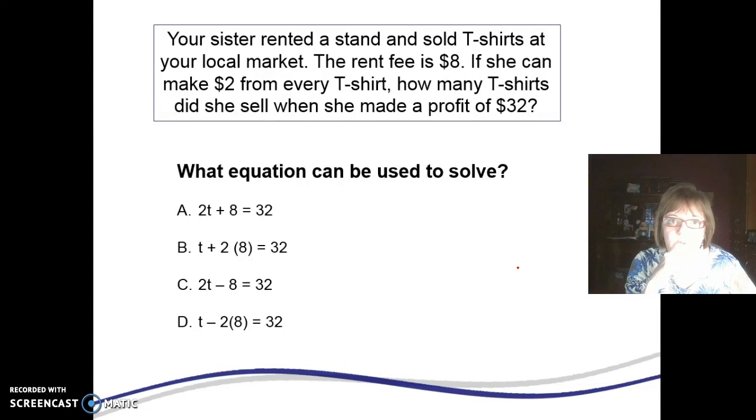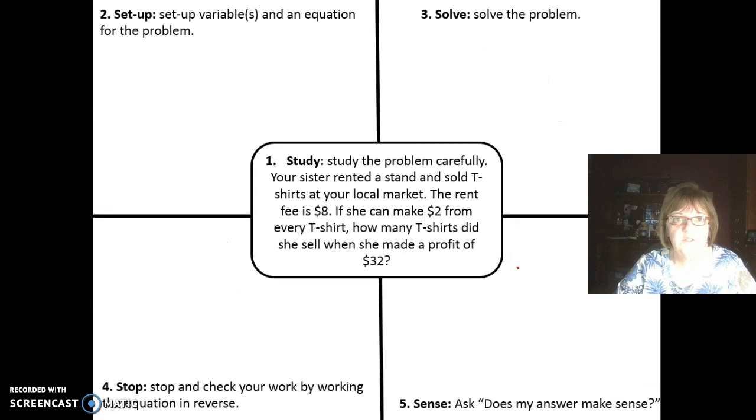Now, here's what I want you to start on. You're going to have this question as a homework question. So I want you to start thinking about your sister renting a stand and selling t-shirts, trying to make a profit. I want you to think about this. Choose your answer. And then when it comes time to do your homework, you're going to get to do this and see if you chose the right equation. So this is the homework problem, but you can go to your course and you will find it there. And I want you to fill out the whole thing in the homework.